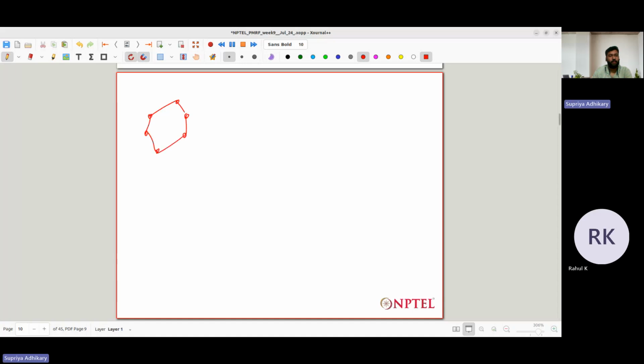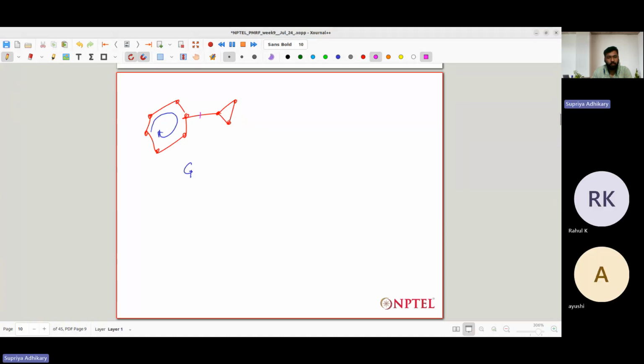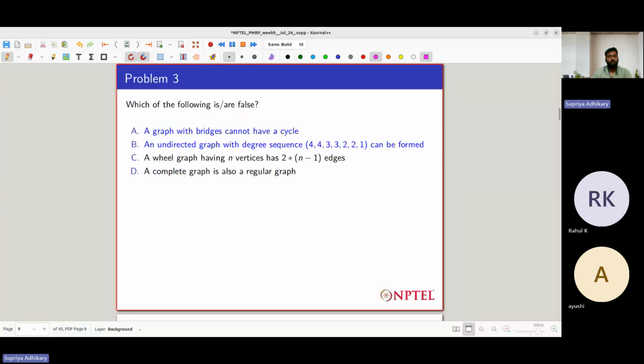Suppose that there is a graph like this, which is a cycle, and again we consider this. So definitely this graph has a cycle. If we consider this graph as G, then this is our cycle. But if we consider this one, then this edge is nothing but a bridge. So this is a simple graph with a cycle, but it definitely has a bridge. So this statement is not true. And we have to find all the statements that are false.